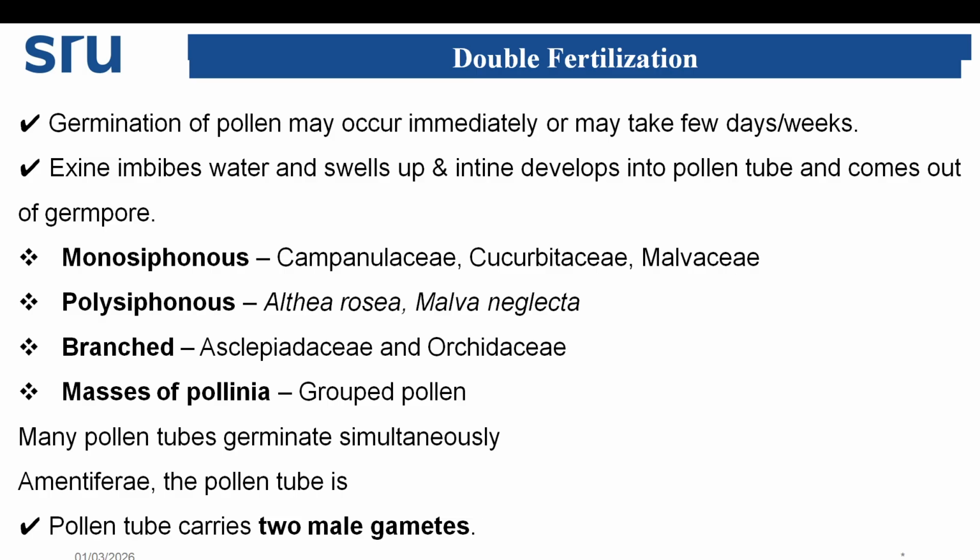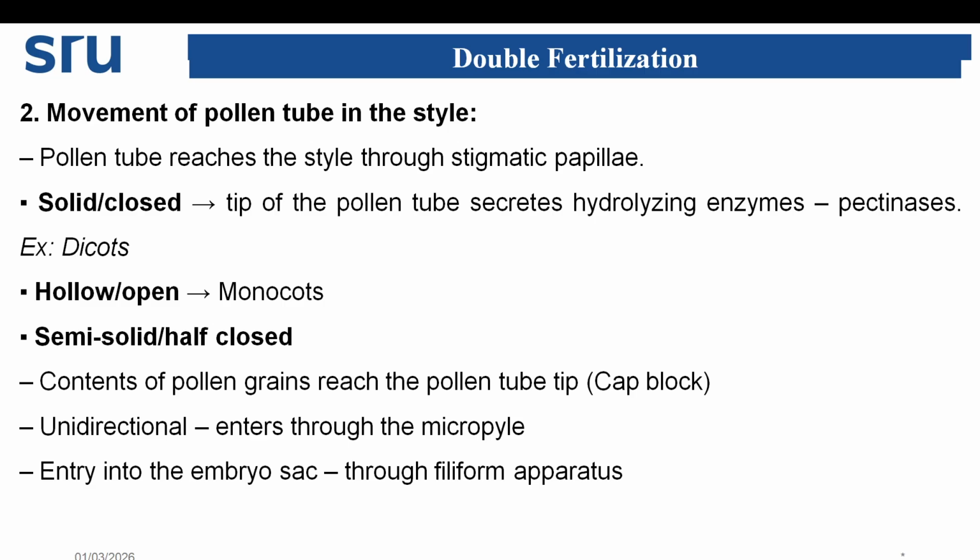Then monosiphonous, for example Campanulaceae, Cucurbitaceae, and Malvaceae families. Then polysiphonous, that is Althaea rosea, Malva neglecta, then branch Asclepiadaceae and Orchidaceae. Then masses of pollinia, that is grouped pollen. Many pollen tubes germinate simultaneously. The pollen tube carries two male gametes.